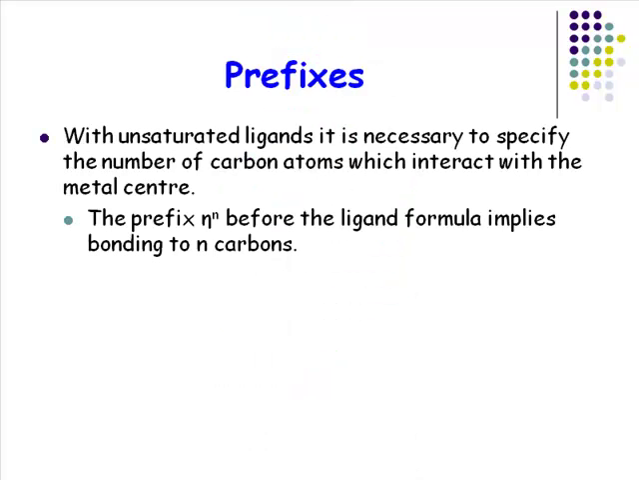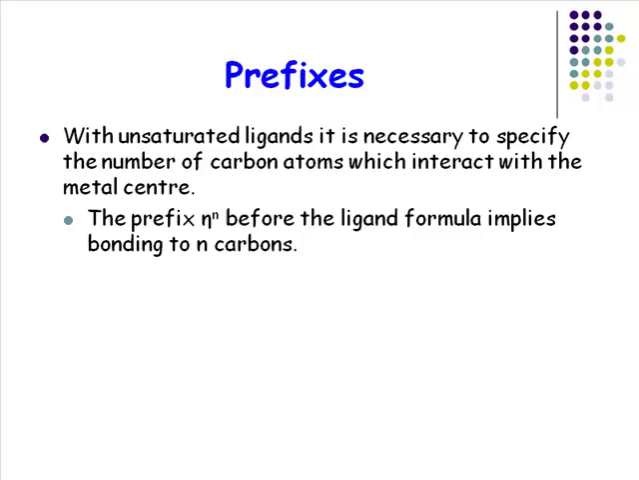Now, there are various nomenclature aspects that we need to get a grip on. One of these is the notion of prefixes. There are a couple of prefixes that are used in this chemistry. The first of these is the prefix eta. The prefix eta with a superscript n is essentially the number of carbon atoms bonded to the metal, which I've just told you is equal to the number of electrons that it donates to the metal.